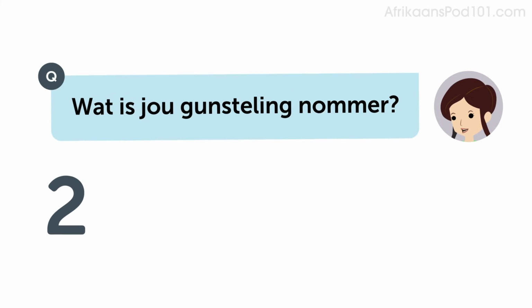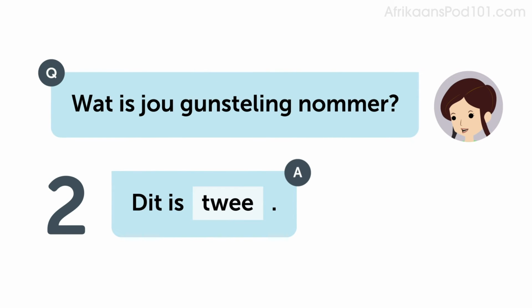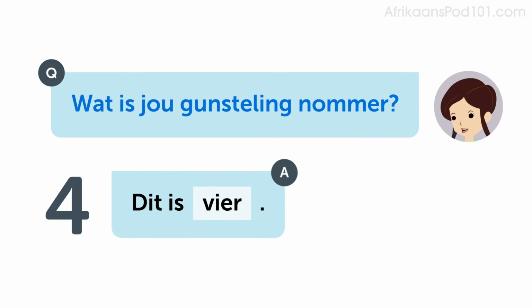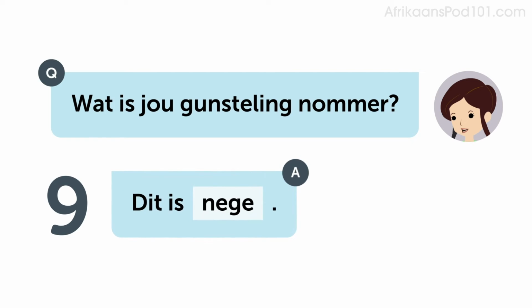Let's look at some examples. Listen and repeat or speak along with the native speakers. Wat is jou gunsteling nommer? Dit is 2. Wat is jou gunsteling nommer? Dit is 4. Wat is jou gunsteling nommer? Dit is 9.